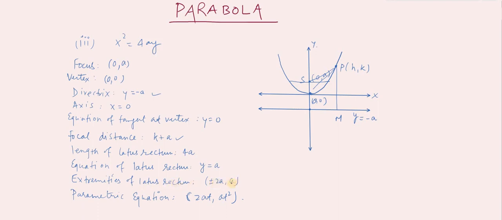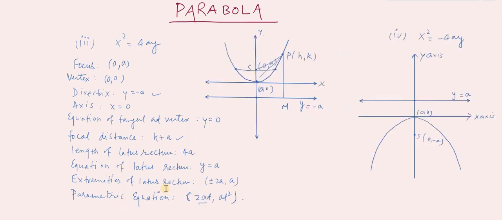Extremities of latus rectum are plus minus 2a comma a. I mean the coordinates of these 2 points are 2a comma a and minus 2a comma a. Parametric equation is 2at comma at square, where t is any real number and t is called the parameter.